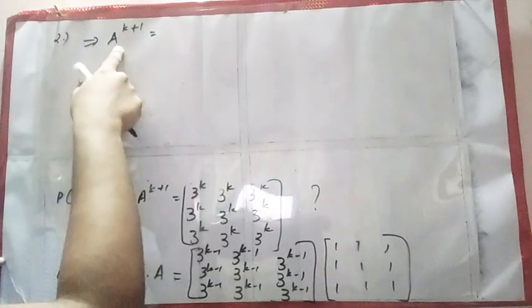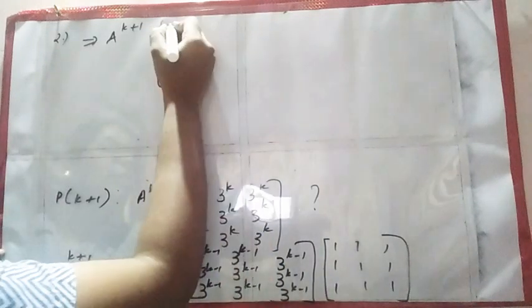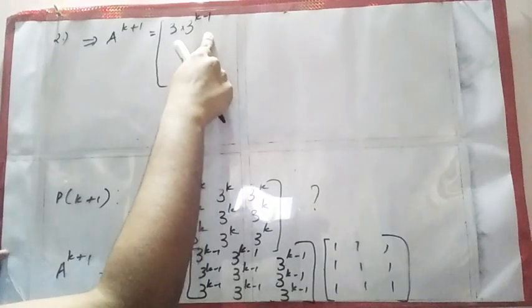Hence we get A raised to k plus 1 as the product of these two matrices, that is 3 raised to k minus 1 into 1 plus 3 raised to k minus 1 into 1 plus 3 raised to k minus 1 into 1. If we see here, 3 raised to k minus 1 is added 3 times. So the first element is 3 raised to k minus 1 plus 3 raised to k minus 1 plus 3 raised to k minus 1. Since it is added 3 times, we can write it as 3 into 3 raised to k minus 1.